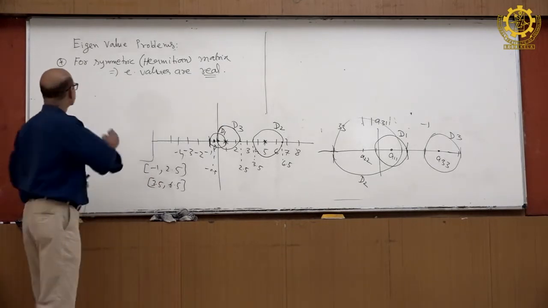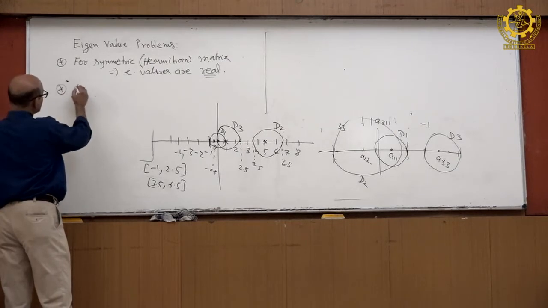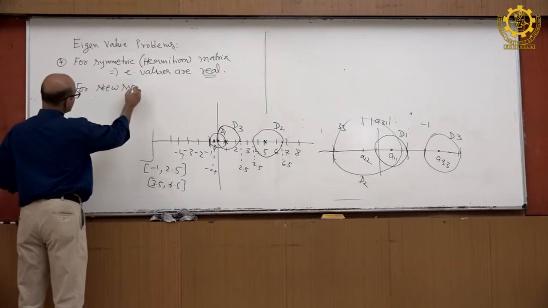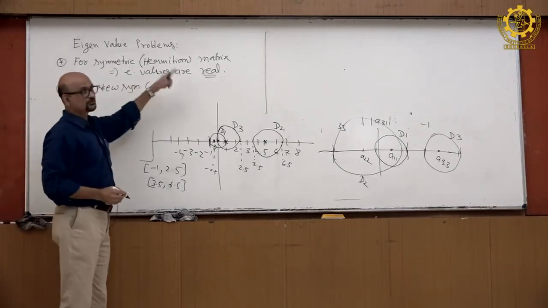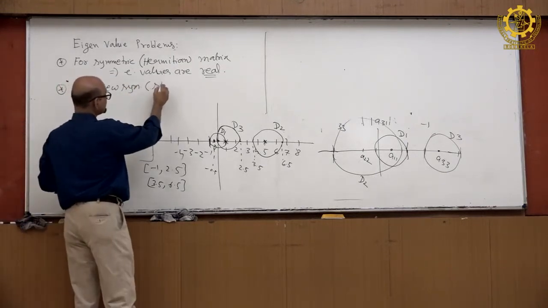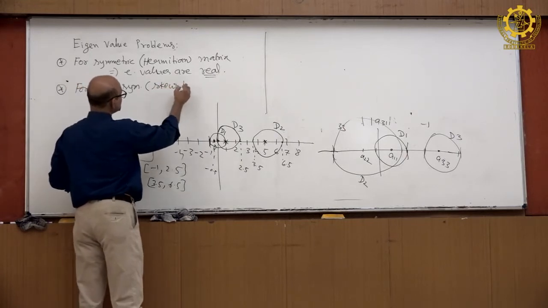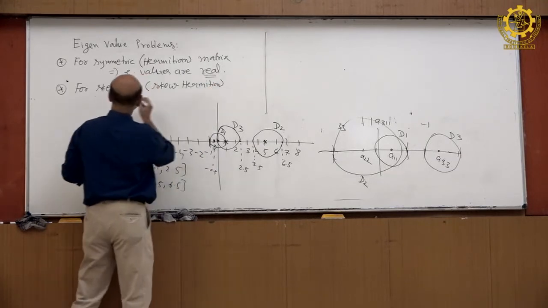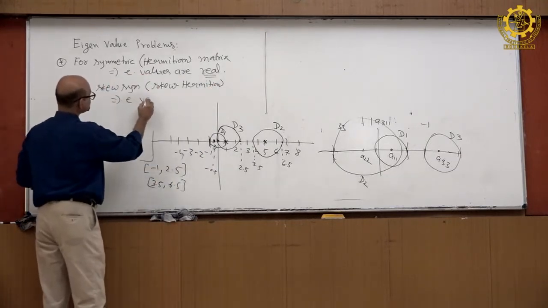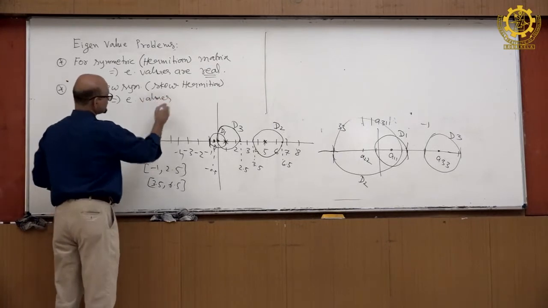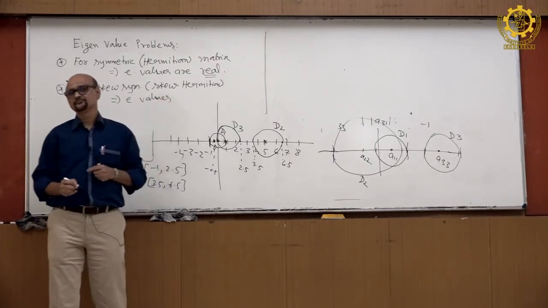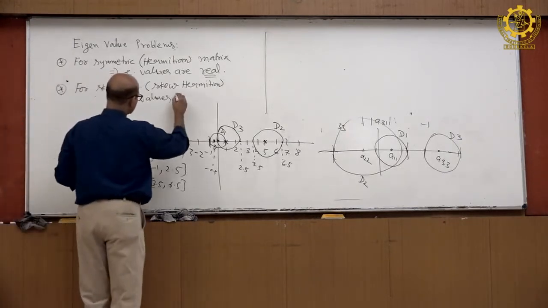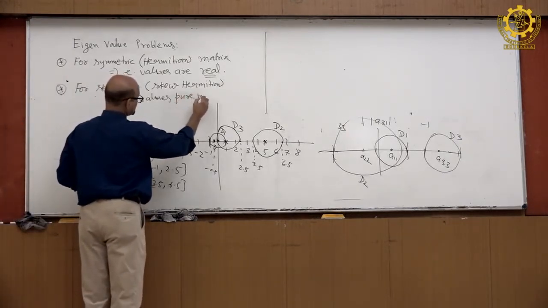Okay. Second, for skew symmetric, or with respect to complex matrix, it is skew Hermitian. I have the eigenvalues, for skew symmetric, as pure imaginary or 0.